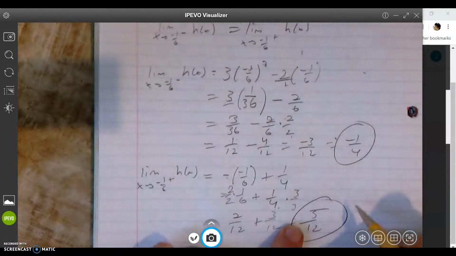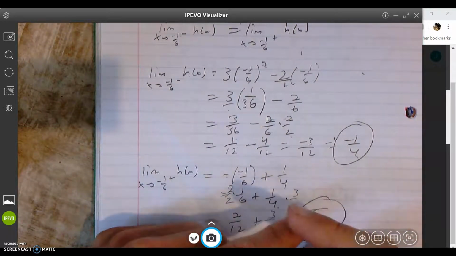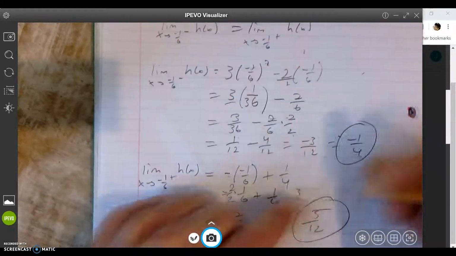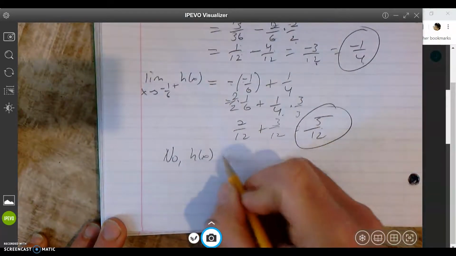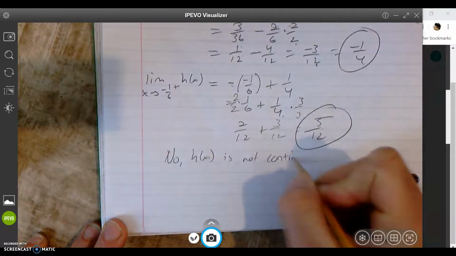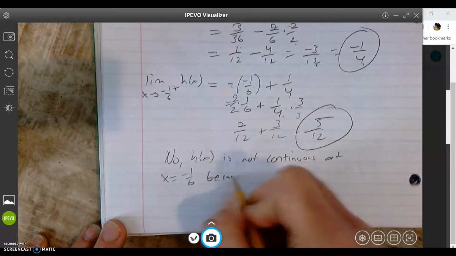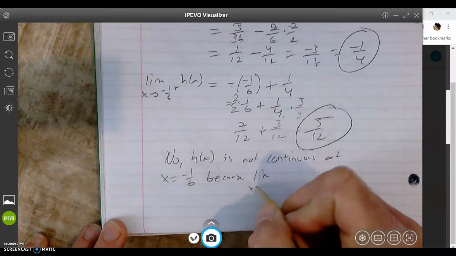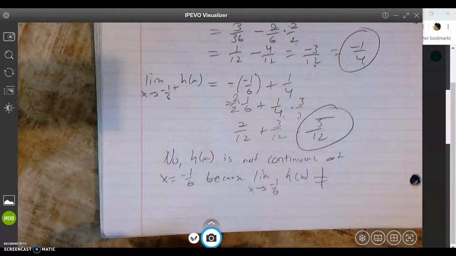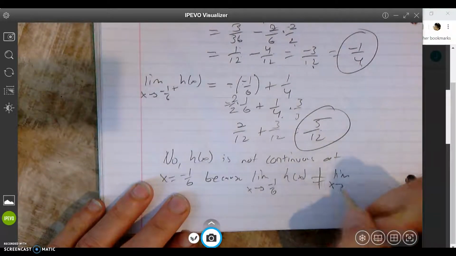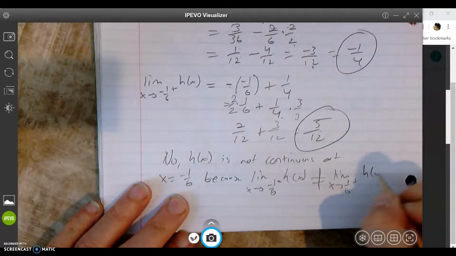So that's 5/12. That's not good, because this is positive and this is negative. If you're going from the left and the right, you're going to different y values, so there's a jump in the graph. So no, h of x, and you've got to have this concluding statement, is not continuous at x equals negative 1/6, because the limit as x approaches negative 1/6 from the left of h of x does not equal the limit from the right of h of x.